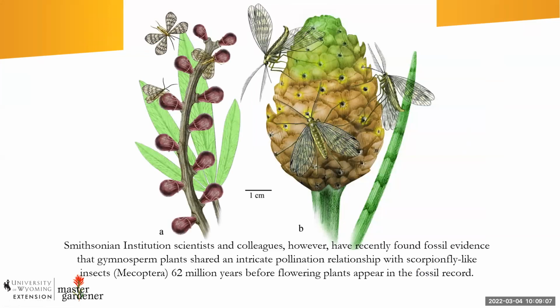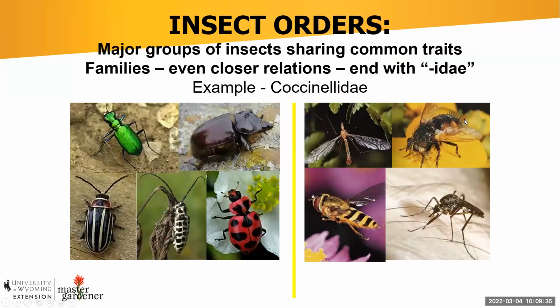In this illustration I took from an article about Smithsonian Institution scientists, in their research they found that there was a relationship with gymnosperms that was 62 million years before the flowering plants appeared. They think they're relatives of Mecoptera, which are scorpion flies. So very interesting.